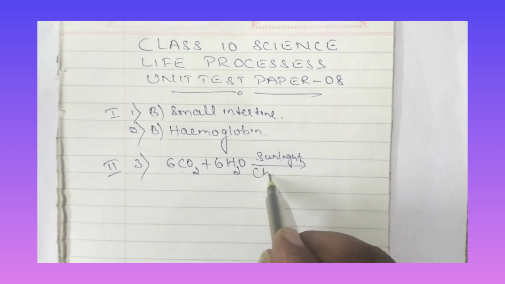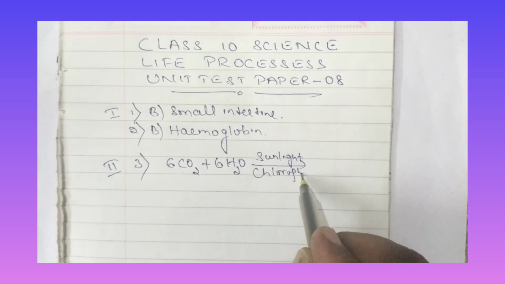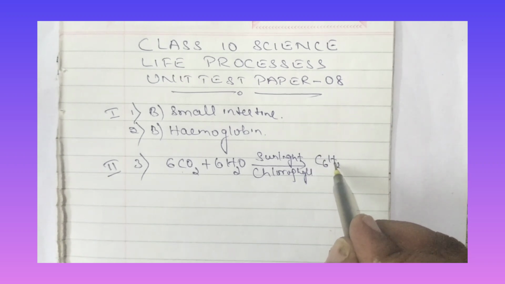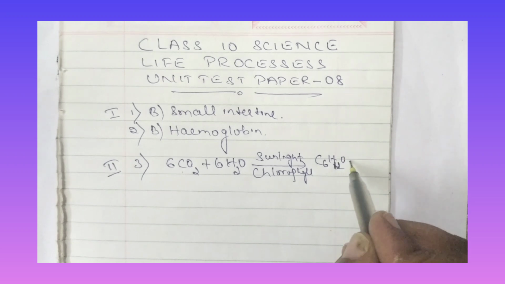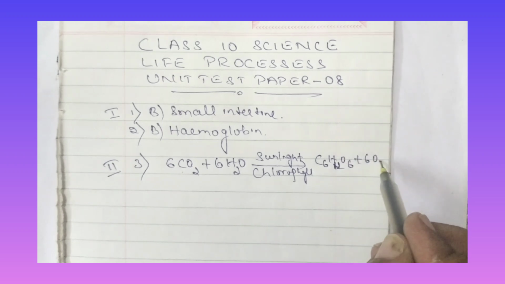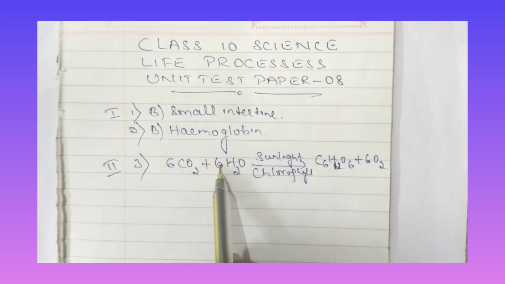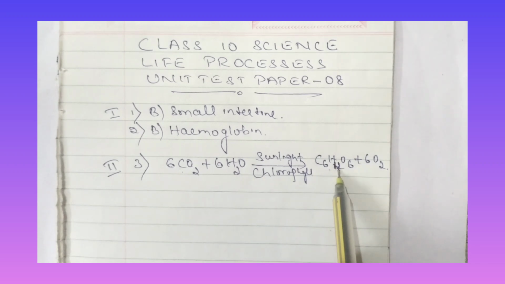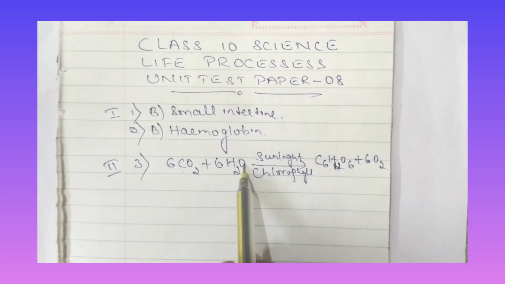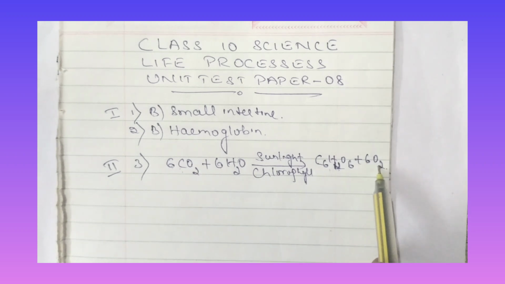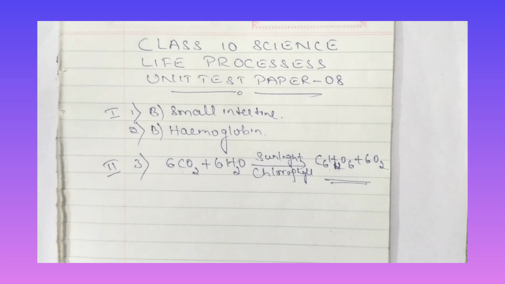as well as chlorophyll, it forms C6H12O6 plus 6O2. So this is the balanced equation. For 6CO2 and 6H2O, H is 6 twos are 12, and that is in C6H12O6. Then oxygen: here 6 is there, here 12 is there, 12 plus 6 is 18. On the right side, 6 is there, and 12 is there. So this is the balanced equation for photosynthesis.